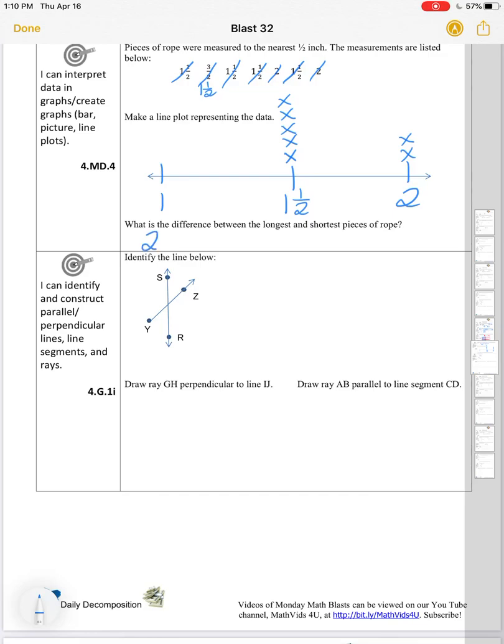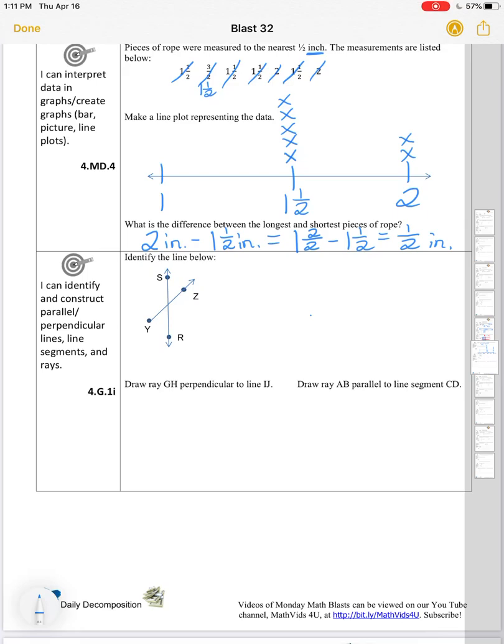What is the difference between the longest and shortest pieces of rope? The longest piece of rope measured 2, and again it was to the nearest 1/2 inch, so our units are inches. 2 inches minus the shortest piece of rope in our list, which was 1 1/2 inch, would be a 1/2 inch. And we know that 2 inches is the same thing as 1 2/2. And when I subtract 1 1/2 from that, then I'm left with 1/2 inch.